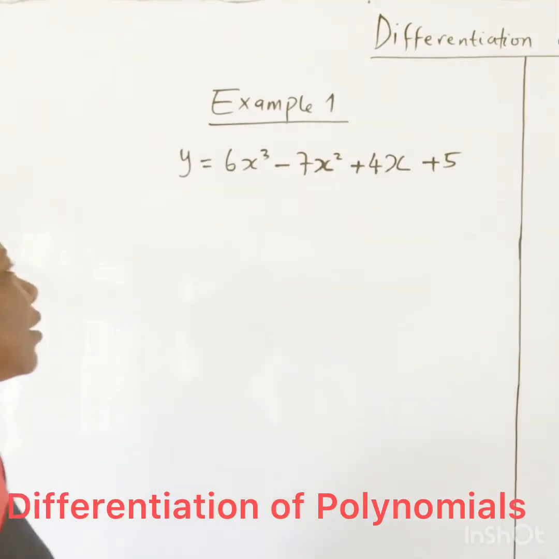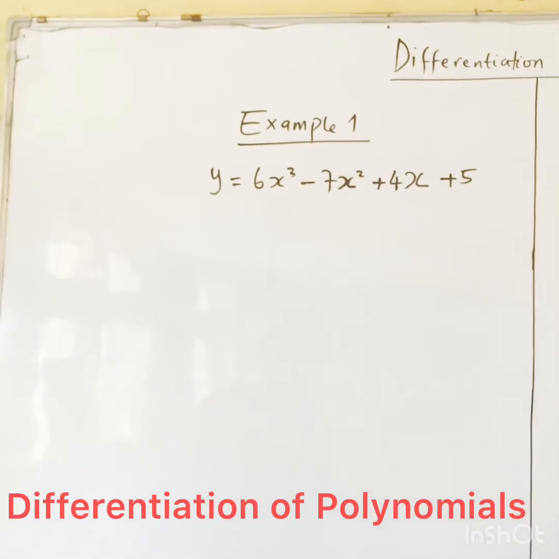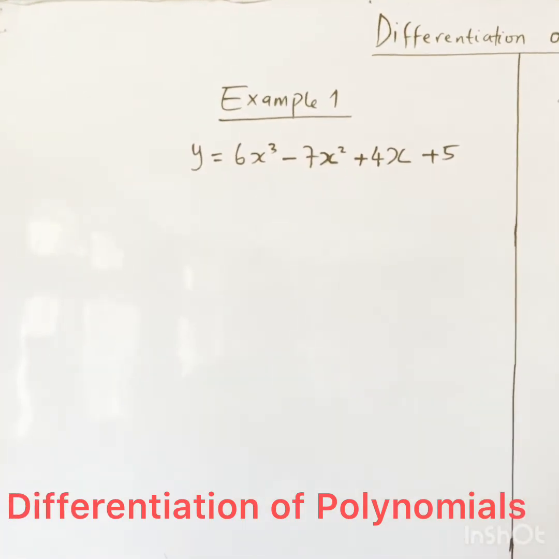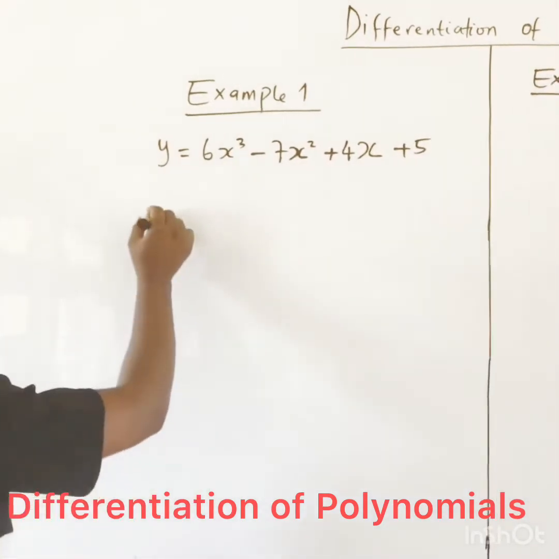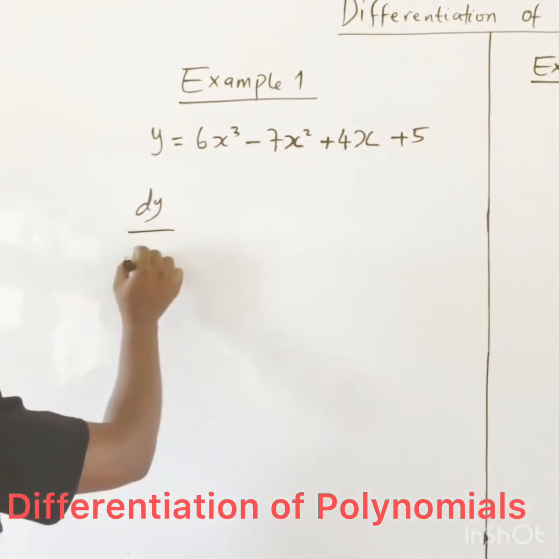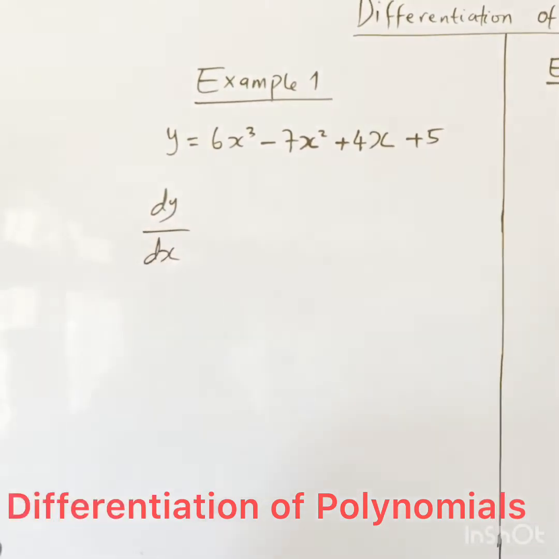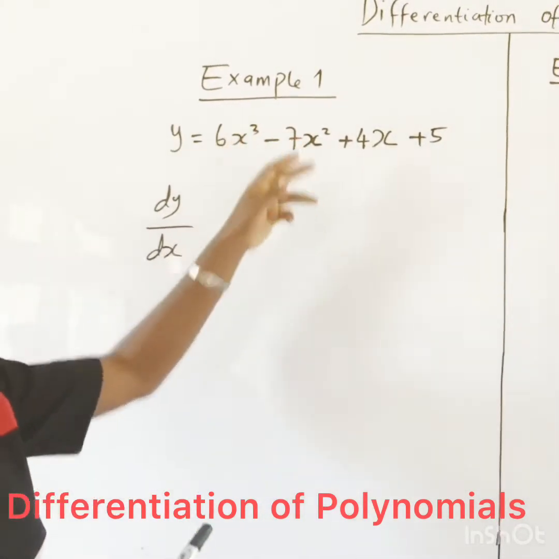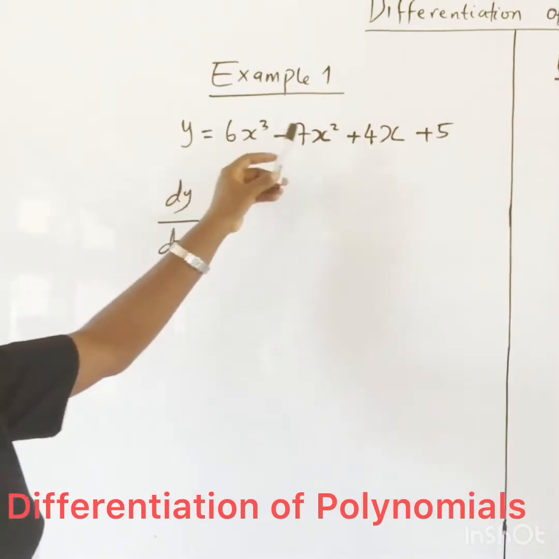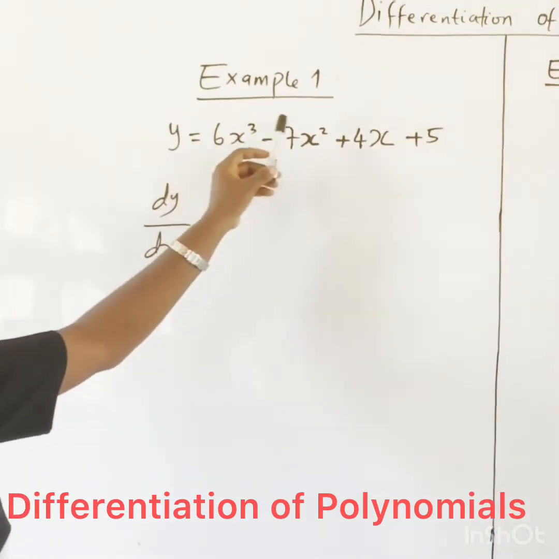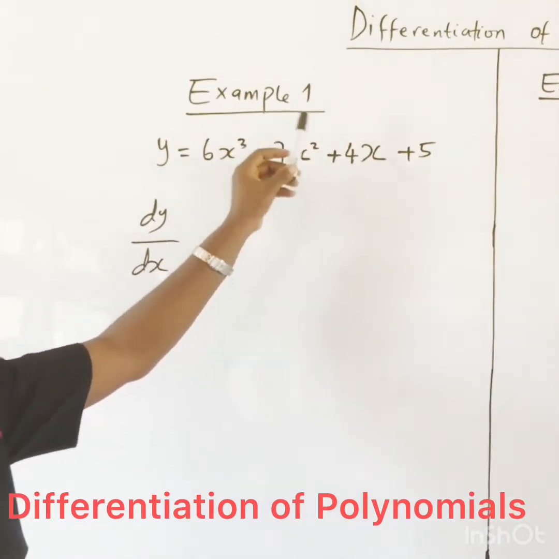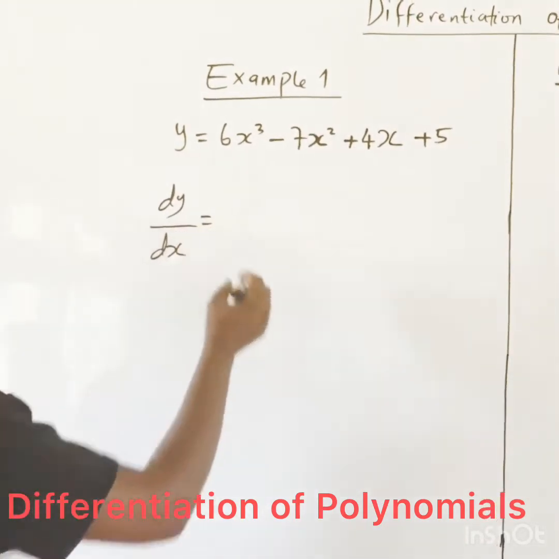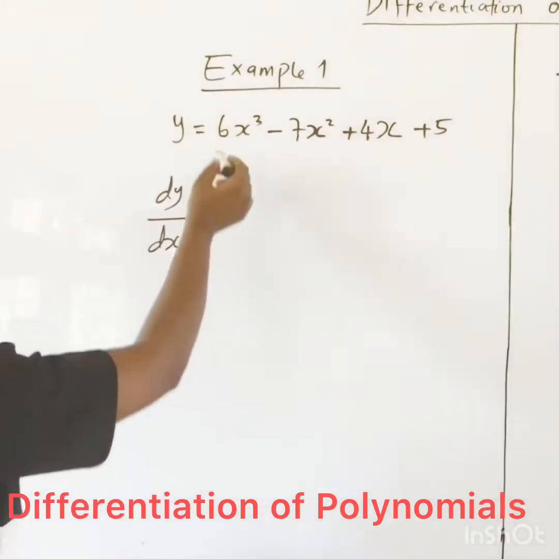Okay, so in my first example, I have a polynomial of third degree. Let's differentiate. So I'm taking my derivative with respect to x. Okay. So for a polynomial, you differentiate term by term, one term at a time. Then when you're done, go to the next and then others. So let's start with the first term. Our first term here is this.